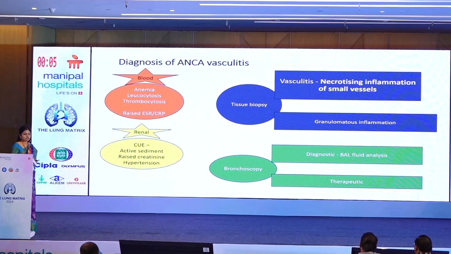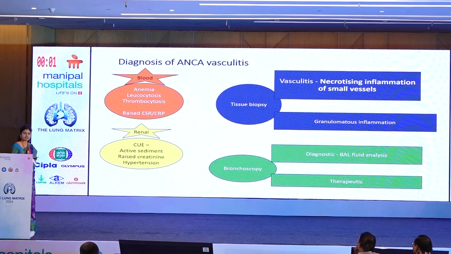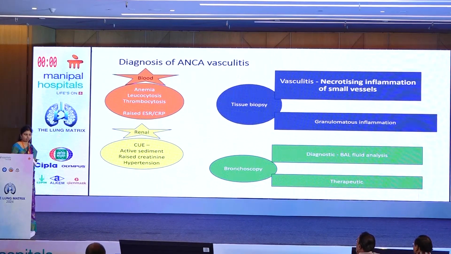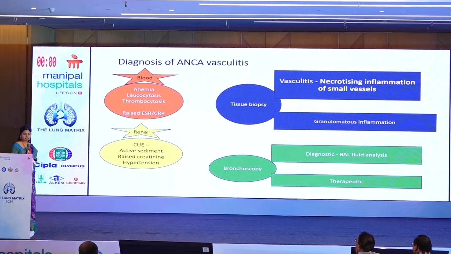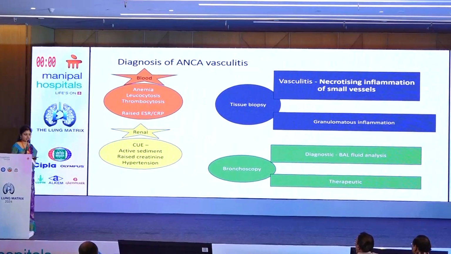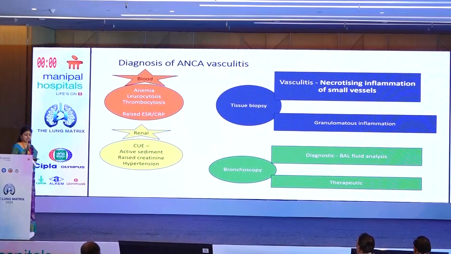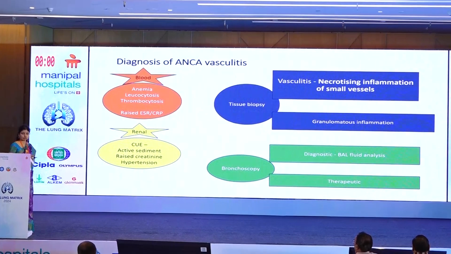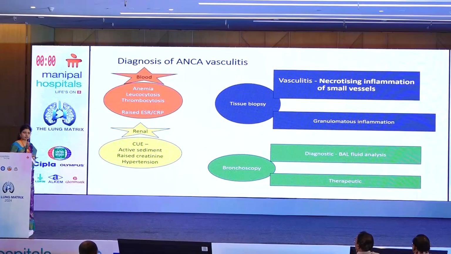So the other diagnostic clues in the blood, as I have told you, there will be leukocytosis and thrombocytosis rather than leukopenia and thrombocytopenia. And in the renal, look for any active urinary sediment. And in the biopsy, we can see either vasculitic features or a granulomatous inflammation. And now with the availability of bronchoscopy, we can get more samples from the lung tissue, diagnostic, as well as to rule out all the infections, and also therapeutic, like the case we saw in subglottic stenosis.